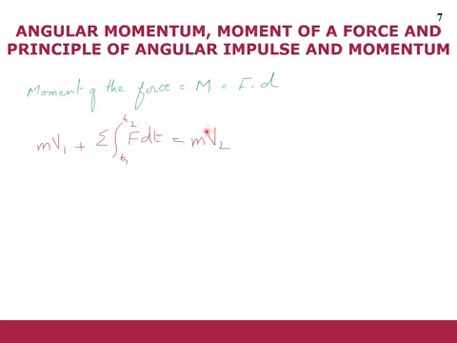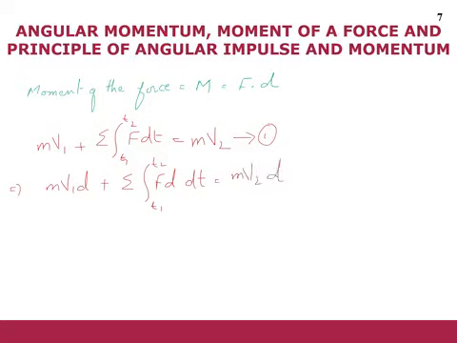What I am doing is just multiplying that perpendicular distance d by each term in this equation 1, right? So this will become mv1d plus the integral of Fd from t1 to t2 is equal to mv2d, right?